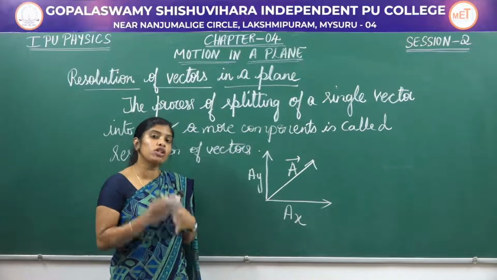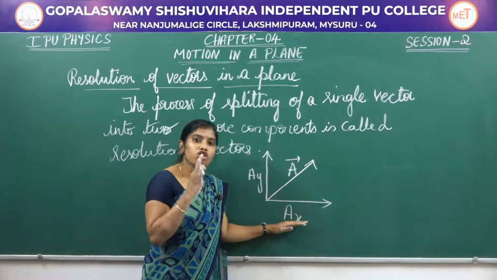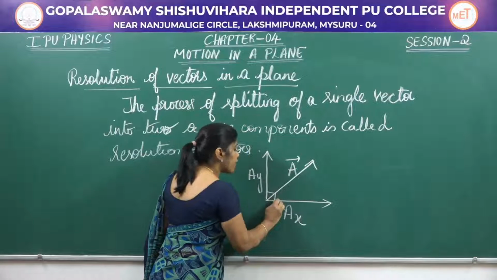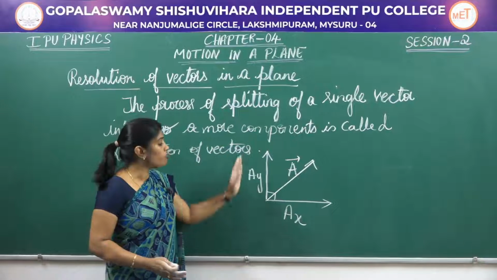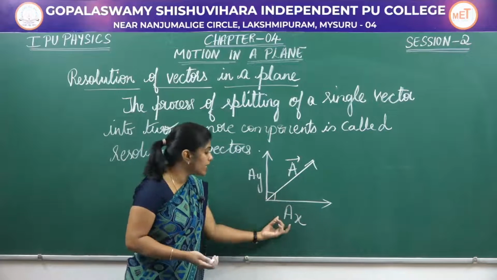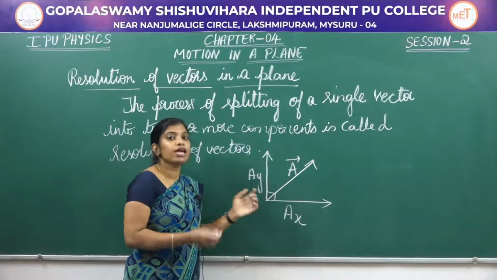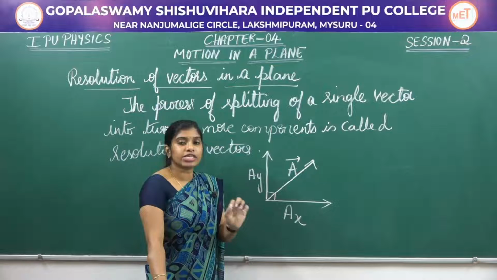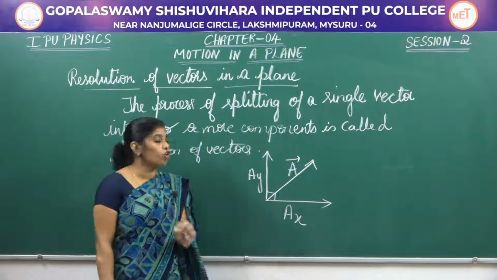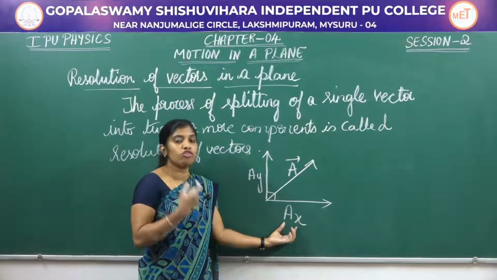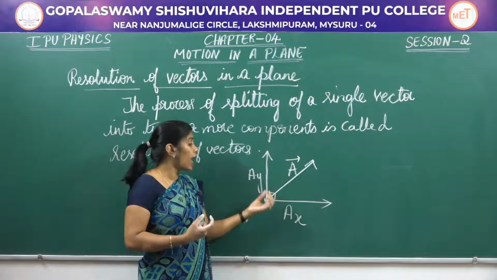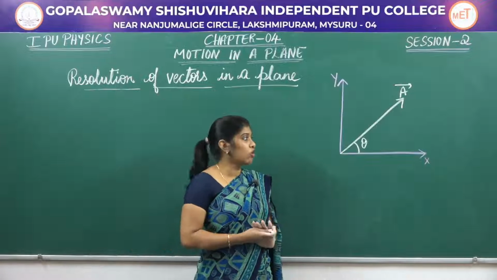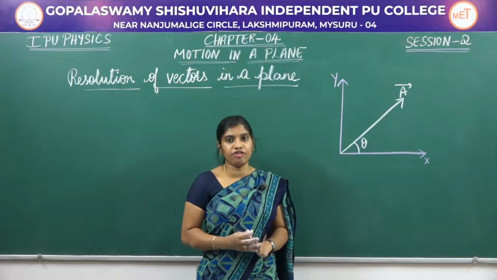We are always going to resolve these vectors into rectangular components. Rectangular components are the components which make 90 degrees, or are perpendicular to each other. You can see here that the components Ax and Ay are perpendicular to each other. Therefore, we are going to resolve a vector into rectangular components. Now let us find the value of component Ax in terms of A, and the value of component Ay in terms of vector A.